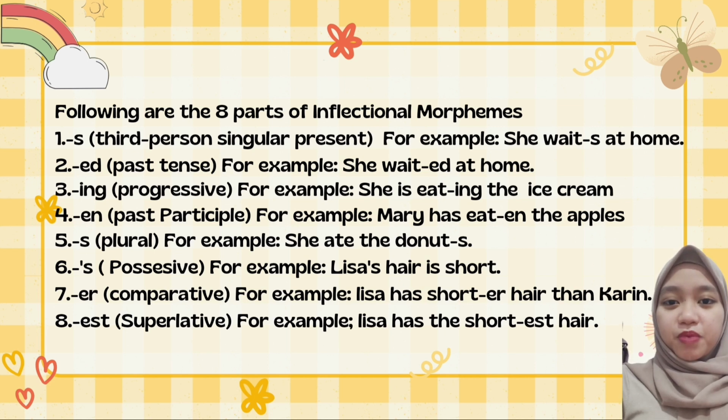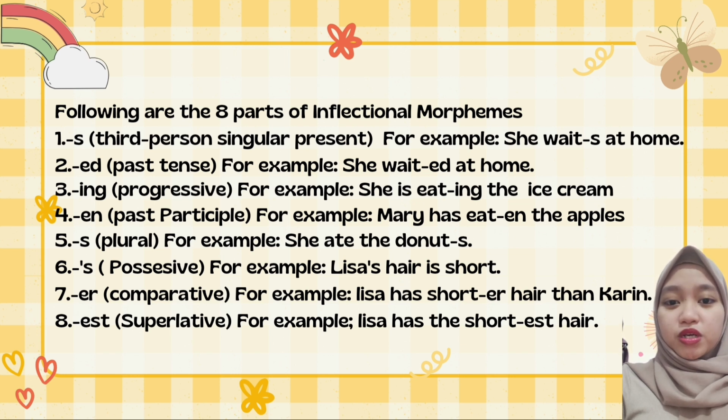Following are the 8 parts of inflectional morphemes. First, s, third-person singular present. For example, she waits at home. Second, ed, past tense. For example, she waited at home. Third, ing, progressive. For example, she is eating the ice cream. Fourth, en, past participle. For example, Mary has eaten the apples.